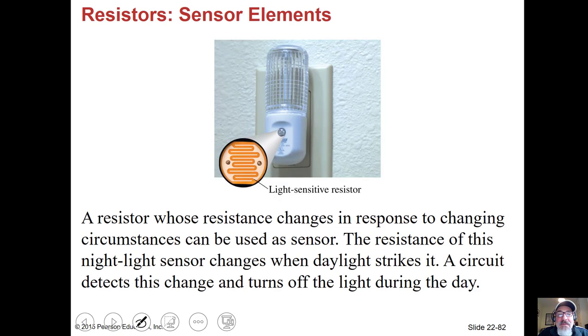Okay, neat. So a resistor whose resistance changes in response to changing circumstances can be used as a sensor. The resistance of this night light sensor changes when daylight actually strikes it. So the sensor has a certain resistance. When light hits it, the resistance changes, and then maybe that triggers something to happen with this night light. Maybe you have one of these outside or something.